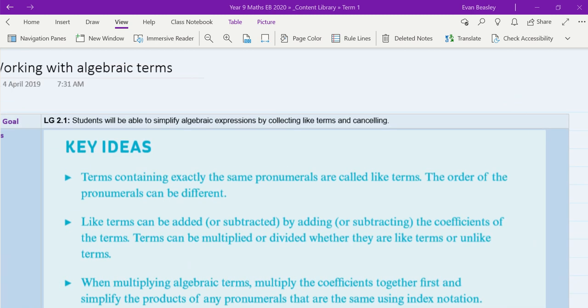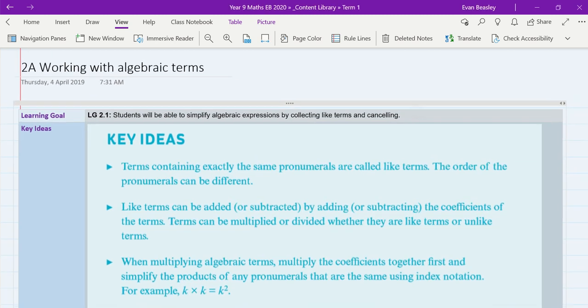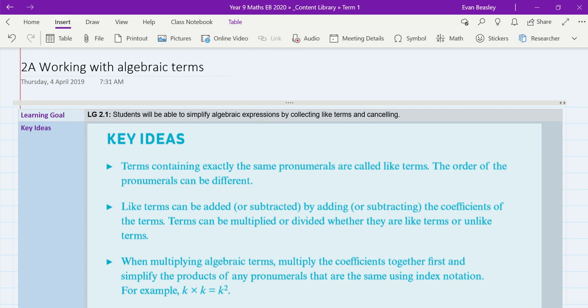Okay, hello students and welcome to today's lesson. We're going to be looking at working with algebraic terms. So today we should be able to simplify algebraic expressions by collecting like terms and cancelling.